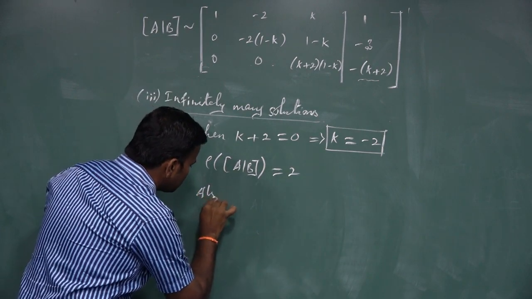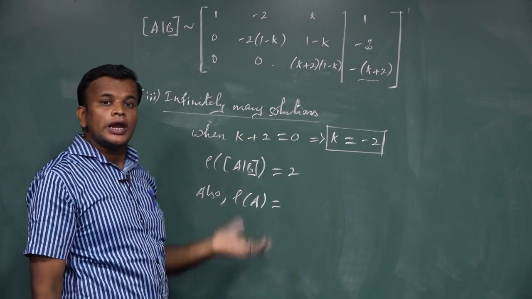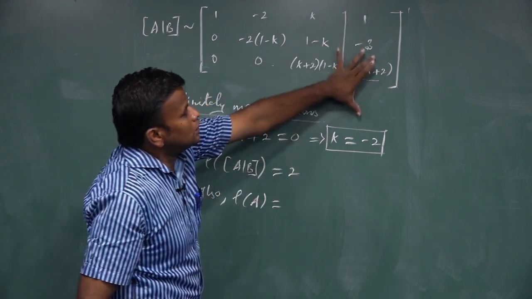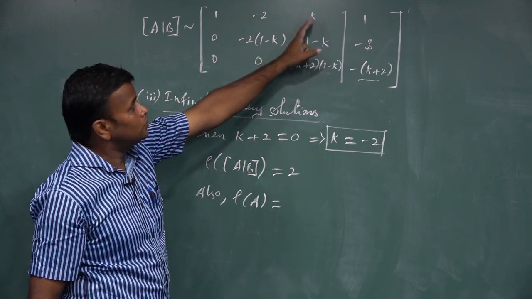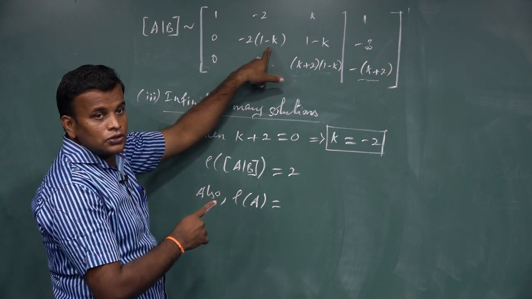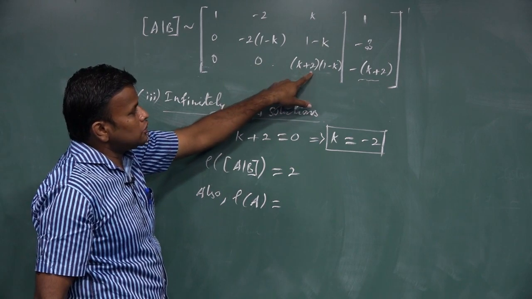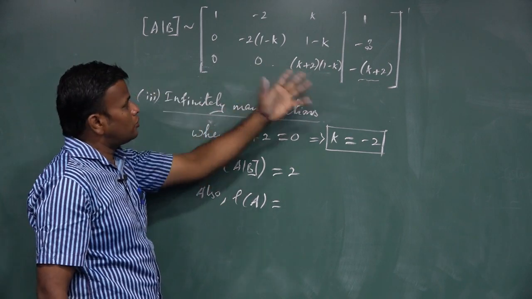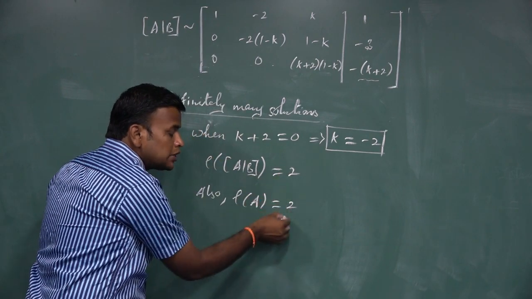Also, what is the rank of A? Rank of A means you don't consider the last column. 1, minus 2, minus 2. 0, minus 2 of 1, minus of minus 2, non-zero, non-zero. 2, 0, 0, that value is 0, minus 2 plus 2. So the third row is fully 0. So rank is 2. Now you see both the ranks are equal.